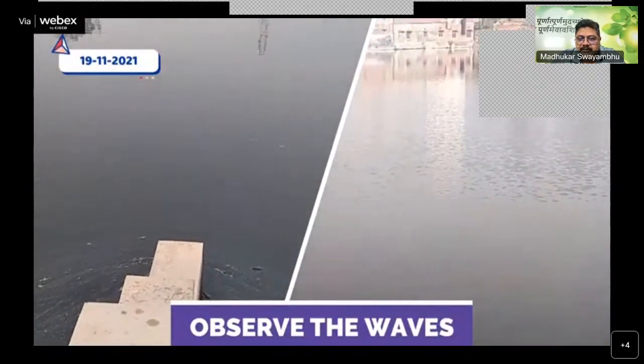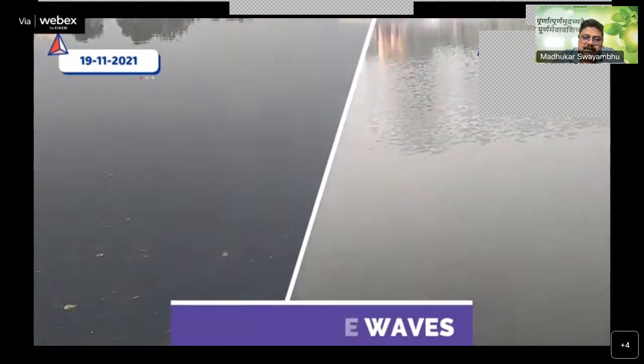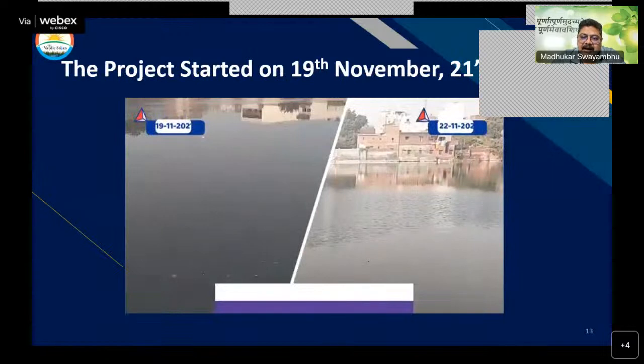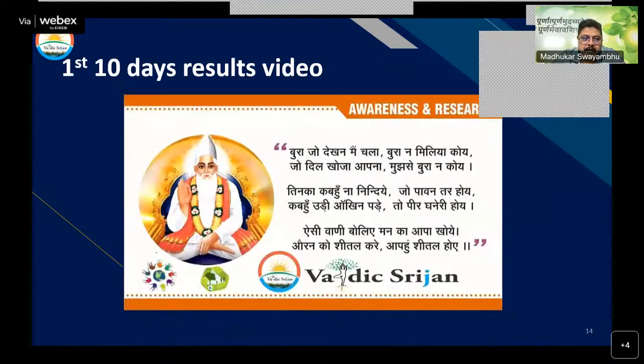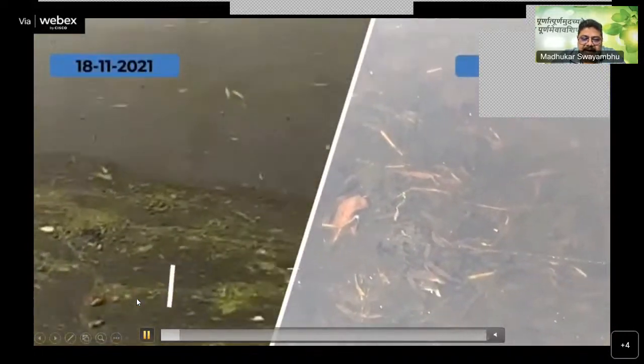The basic reason for this transformation in a matter of 3 days was that the deposit and the inlet were both more organic in nature, because it was domestic sewage which was coming in. Now that was just a matter of 3 days. Now you look at 10 days.